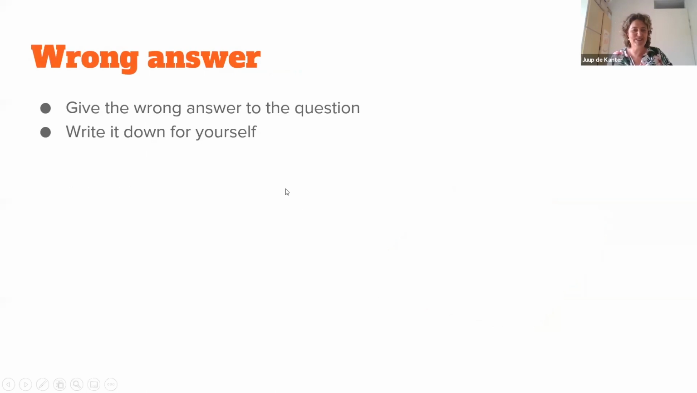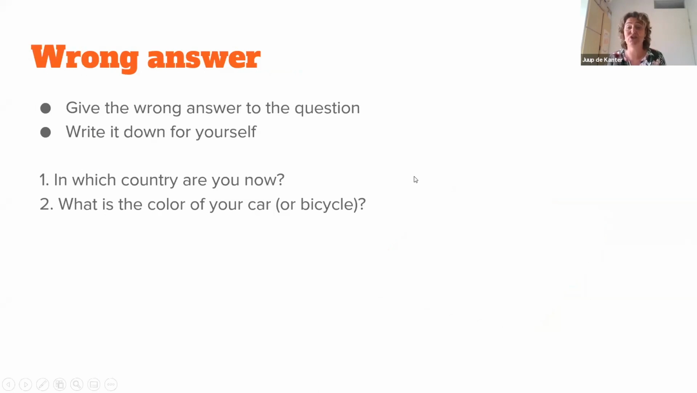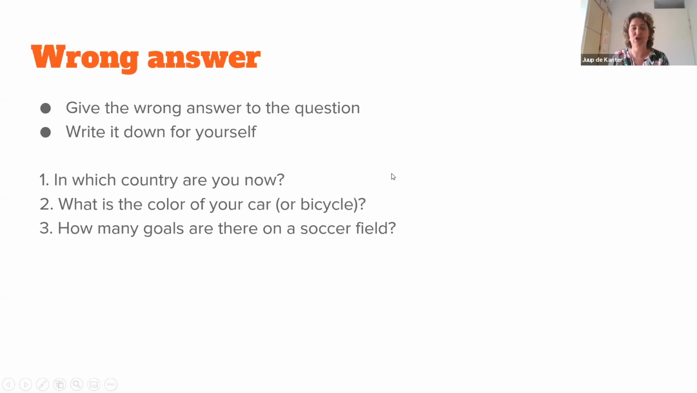So let's start. The first question is, in which country are you now? So write the wrong answer down. The second question is, what is the color of your car? And if you don't have a car, of your bicycle. So what is the color of your car? And the third one is, how many goals are there on a soccer field? So you have 3 wrong answers on your piece of paper now. Please put it in the chat.